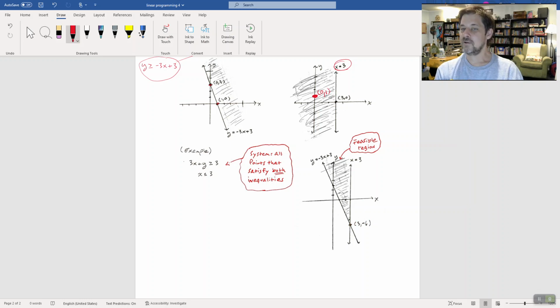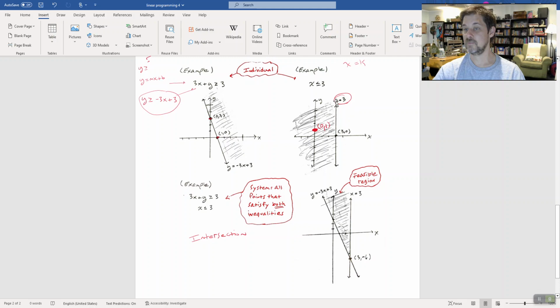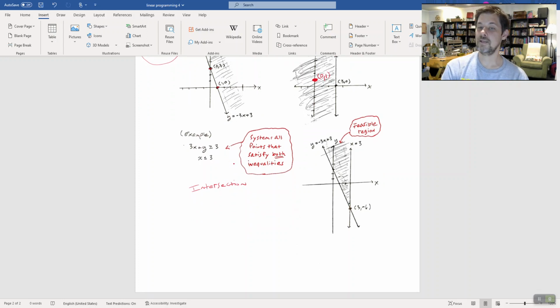One thing that I don't have here that I want to talk about is where this intersection is. If you plot this line together with that one, they will intersect somewhere, since they're not parallel. How do you figure out where they intersect? What's the intersection of 3x plus y equals 3 and x equals 3? Those are these two lines. How do you figure that out?